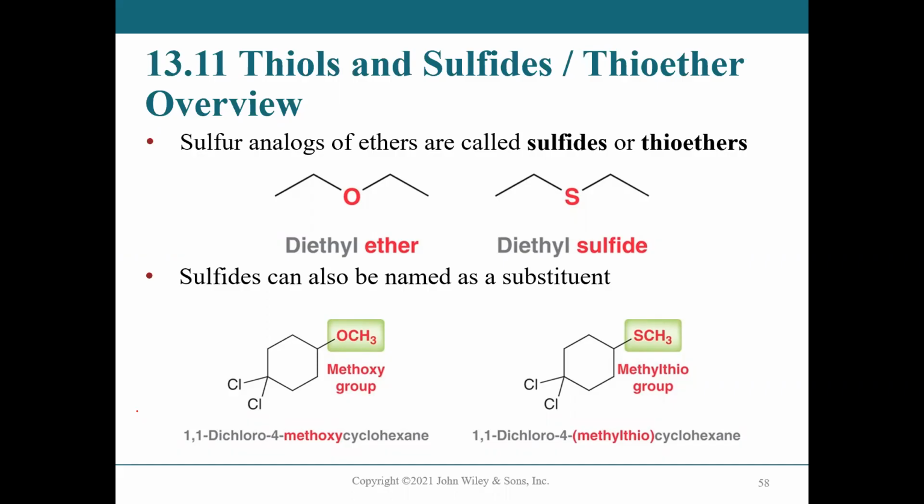So it's a 1,1-dichloro-4-methylthio-cyclohexane. At the 1 position, you have 2 chlorines, right? That's why it's 1,1-dichloro. And then at the 4 position, you have your methyl thiol group. And it's a cyclohexane. So that's how you go about naming that.